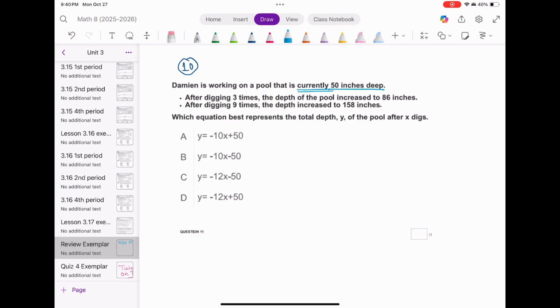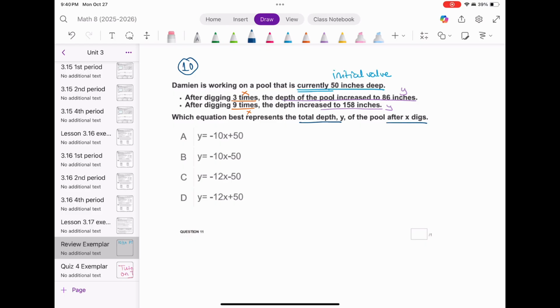So whenever we were reading the question, we see that Damien is currently working on a pool that is currently 50 inches deep. So that number 50 is your initial value. And then he digs 3 times. After digging 3 times, the depth of the pool increased to 86 inches. And after digging 9 more times, the depth of the pool increased to 158 inches. So they never gave you slope. They never mentioned the word per, each, every.